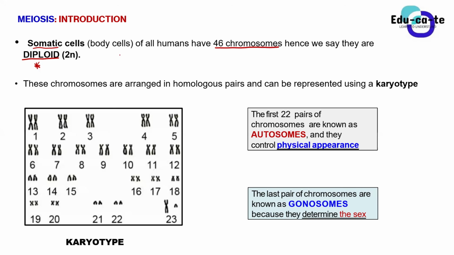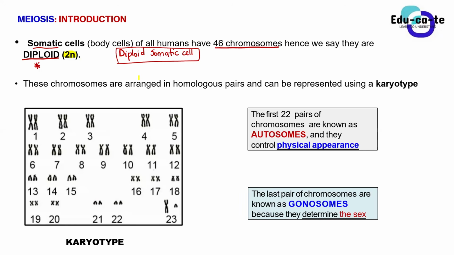So whenever you see the term diploid somatic cell, it simply means that we're talking about a body cell, and this body cell consists of 46 chromosomes. Now, we have a mathematical way of representing this number of chromosomes. We usually use the term 2n. This 2n simply means diploid, guys. There's nothing much about it. It means that we've got 46 chromosomes in the cell.